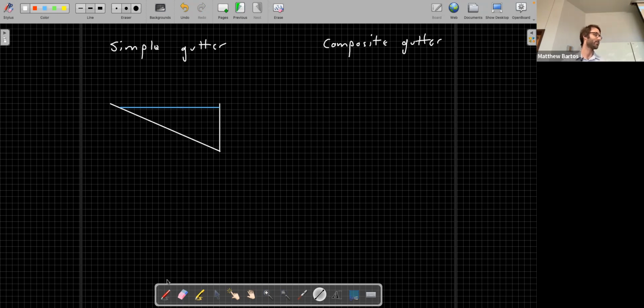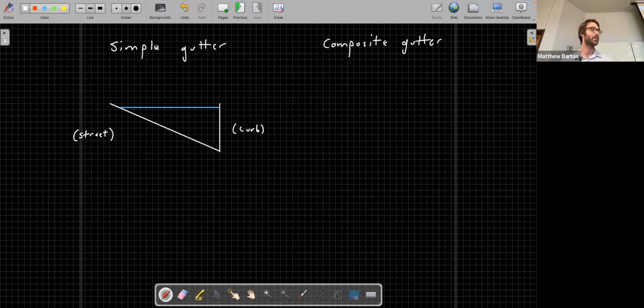Okay, so essentially the street is over on this side, and the curb is here. So this is a simple gutter. We're going to be looking at this in the first part of class today. In the second part of class, we will look at composite gutters.